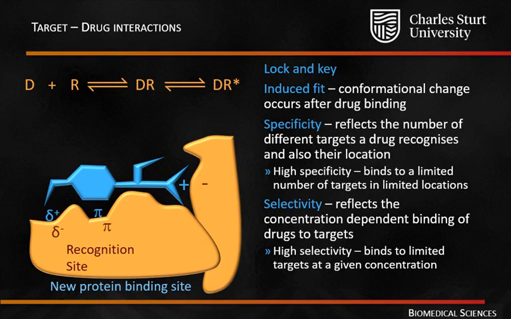Next term, selectivity, is more concentration dependent, and it reflects the concentration dependency of the binding. So it might not have perfect specificity, so it might bind to a couple of different receptor types. But if it does so at a different concentration, you might be able to get it to bind at a lower concentration to the target that you're interested in and not to the other targets, which you might need a higher concentration for. And this is the case that you'll find with most drugs, is that they're not purely specific to a single target. They're more likely to hit a number of different targets.